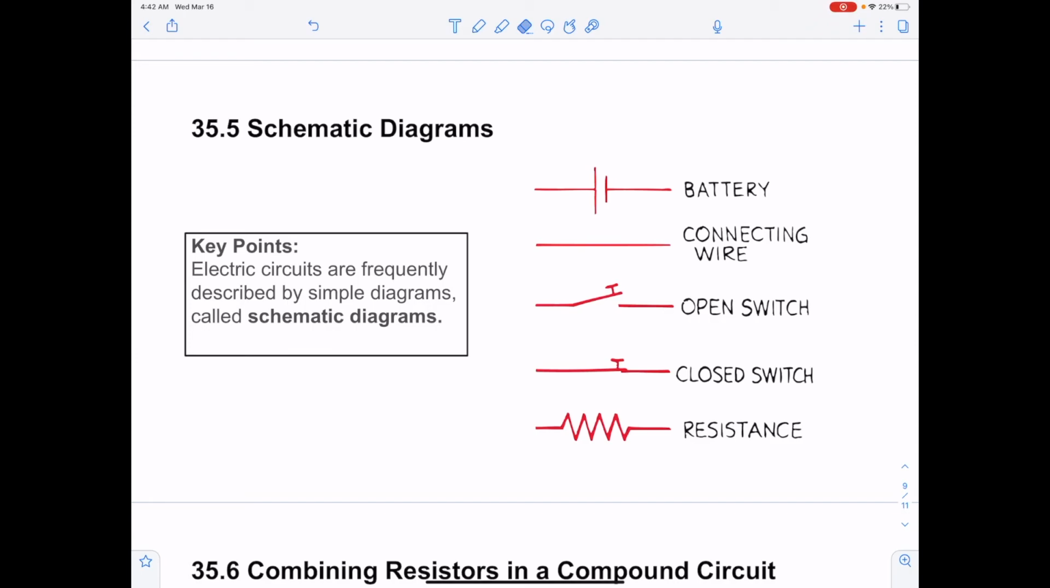All right, one last thing. Schematic diagram, something we're looking at going forward. We've already seen the symbol of the battery. Right? Our connecting wire is just a regular line. Open and closed switches are little levers to indicate breaks in our circuit. And then our most common one that we'll see a lot is resistance, understanding that every component has resistance.